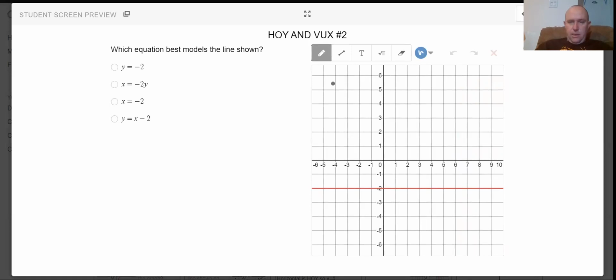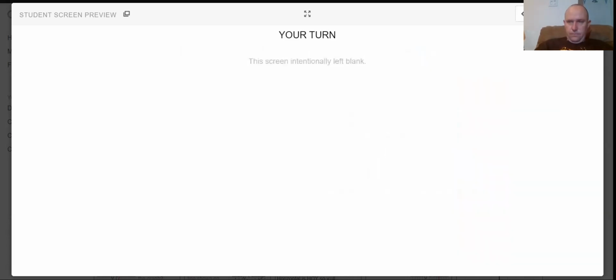This time I can see this is a horizontal line. So H for horizontal, and I'm thinking of my other word this time, which is Hoy. So I know this one must start with y equals, and then just same thing, look where it goes through on the y-axis, -2. Y equals -2, and we're done.